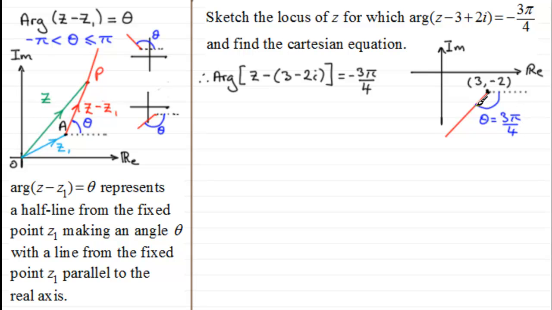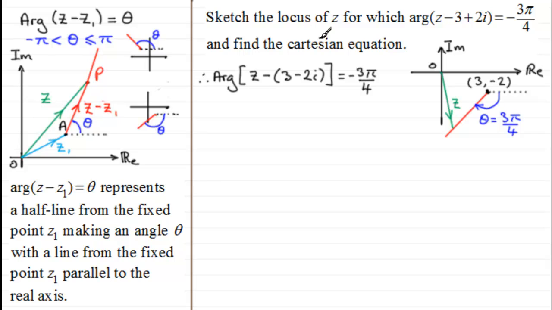Remember, it'd be a negative angle because we're turning in the clockwise sense, and that angle had to be in this range here. So the complex number z from the origin here, let's mark that in as the origin, the complex number z would be out to any point along this half line. So let's suppose that is one of the many positions that z could take up. Okay, so there's our sketch of our half line.